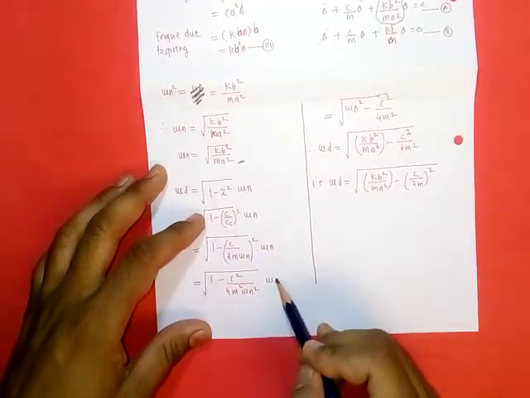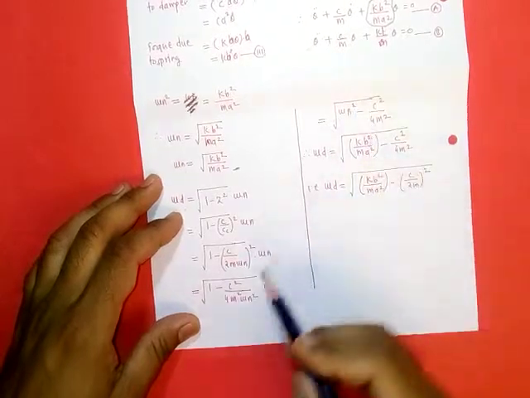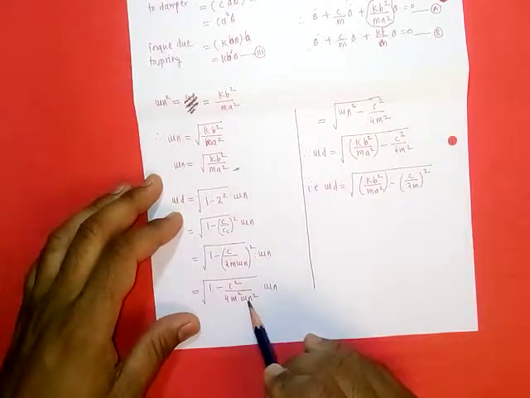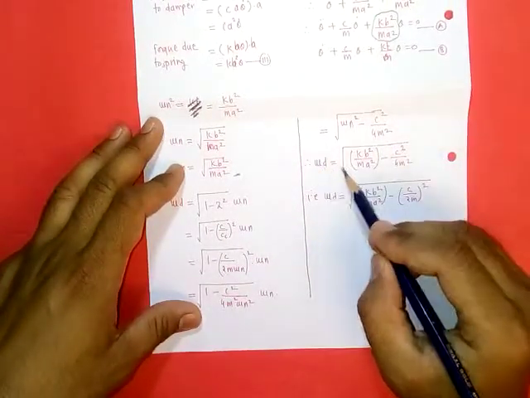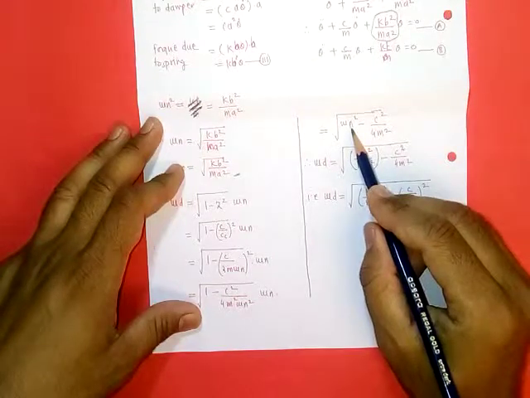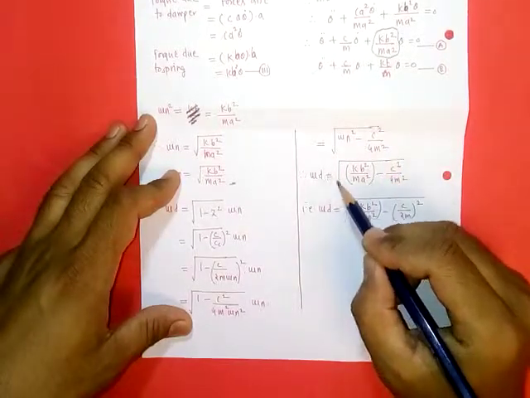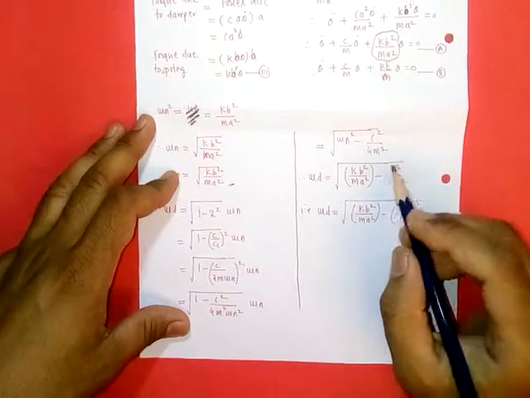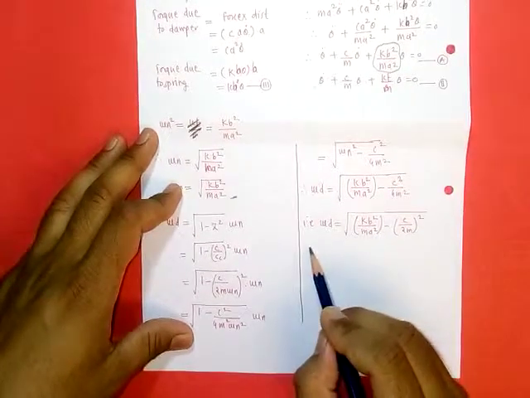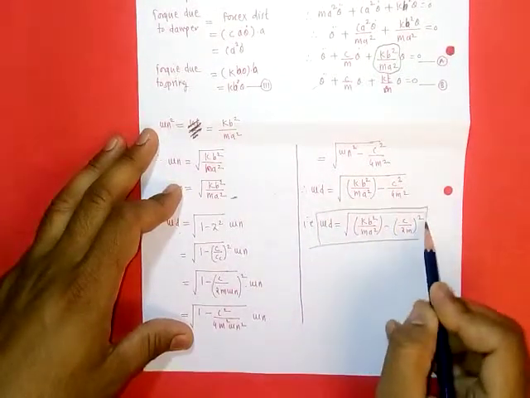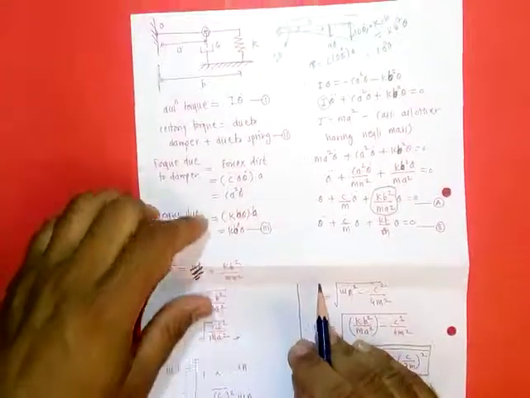If we take this omega n inside the square root, it becomes omega n square, and again here omega n square gets cancelled, so only c upon 4m, bracket square. Therefore omega d is equal to under root omega n square minus c square upon 4m square. So damped frequency is equal to under root kb square upon ma square minus c square upon 4m square. So this is the equation for the damped natural frequency of the given system.